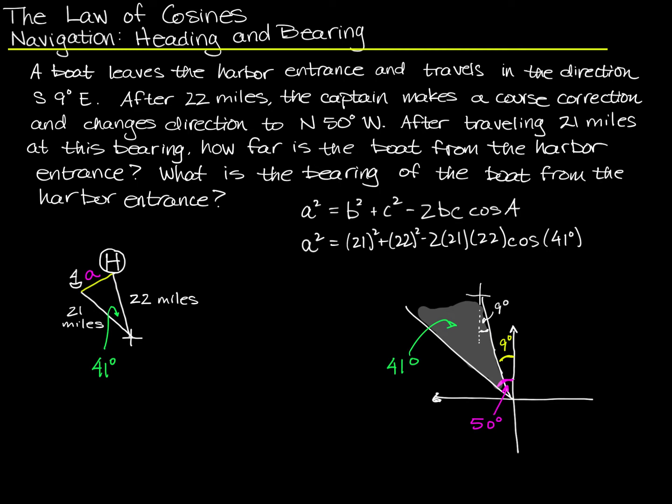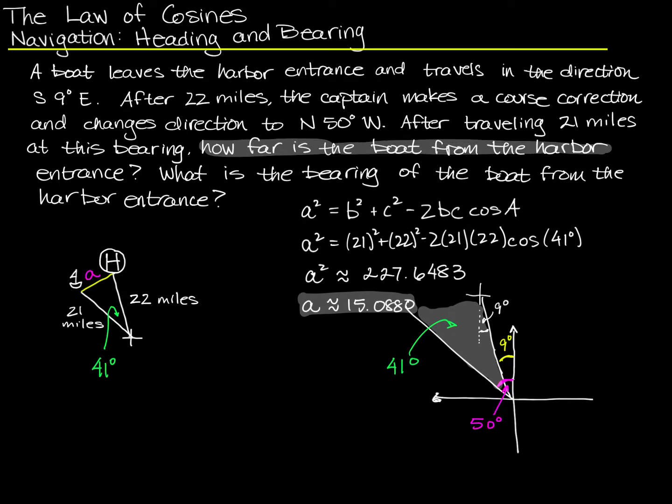But when you do that, you should get a squared is approximately 227.6483. And you take the square root of both sides and you get that a is approximately 15.0880. So my answer, at least to the first question here, the length of side A, right here, represents the distance from where the boat is back to the harbor. That is the answer to this question. How far is the boat from the harbor entrance?